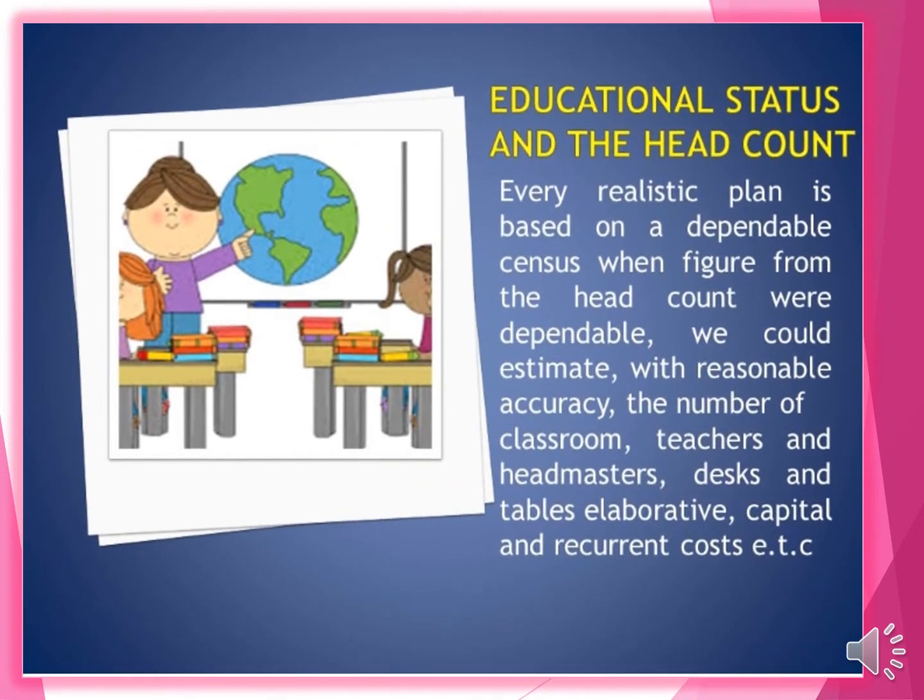First one is the educational status and the head count. Every realistic plan is based on a dependable census. When figures from the head count are dependable, we could estimate with reasonable accuracy the number of classrooms, teachers, and headmasters, the desks and tables, elaborative, capital and recurrent costs.